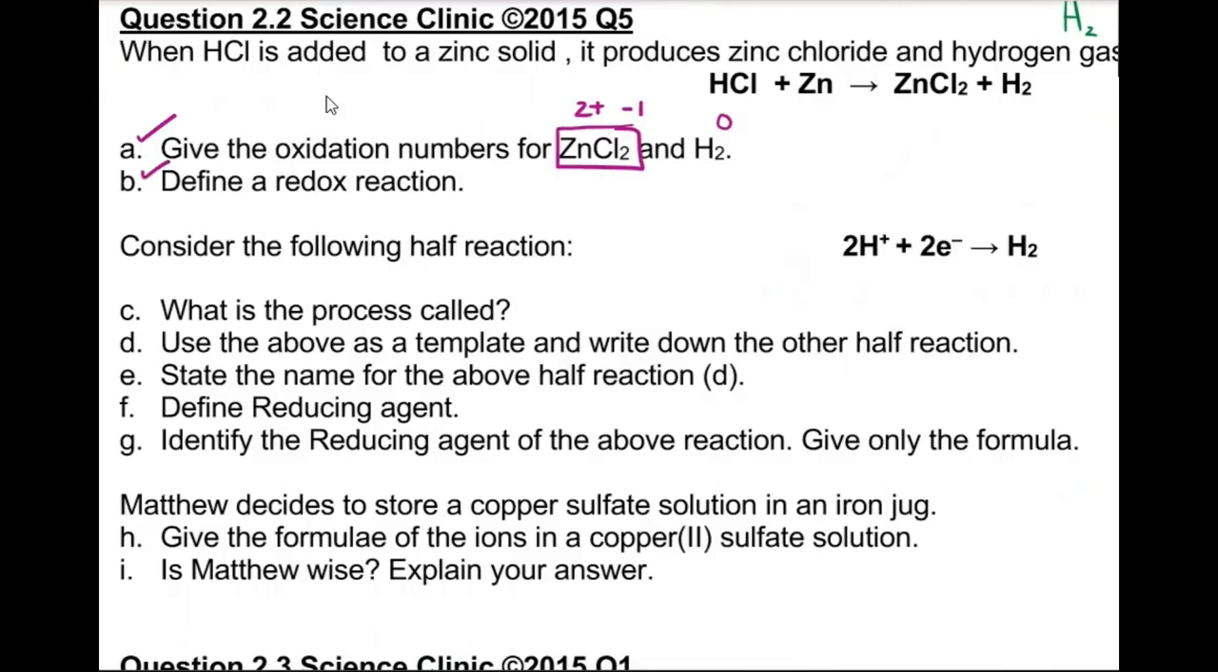All right, define a redox reaction. So here's your definition. A redox reaction is an electron transferring reaction. They're not asking you what an oxidation or a reduction reaction is. They are merely asking, define a redox reaction. So it is a reaction where there is an electron transfer, or an electron transferring reaction. Next, consider the following half reaction.